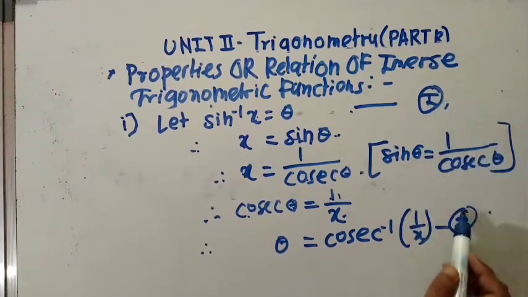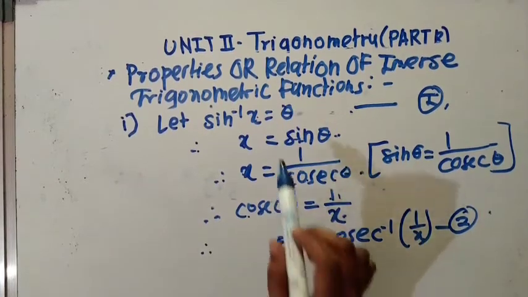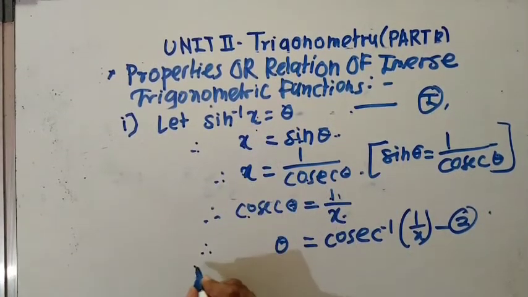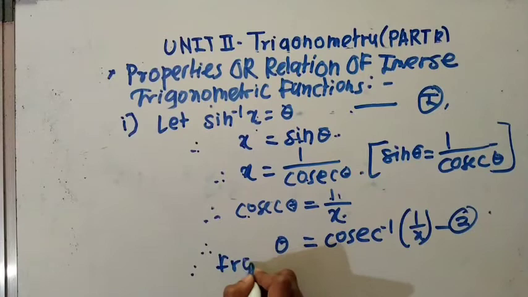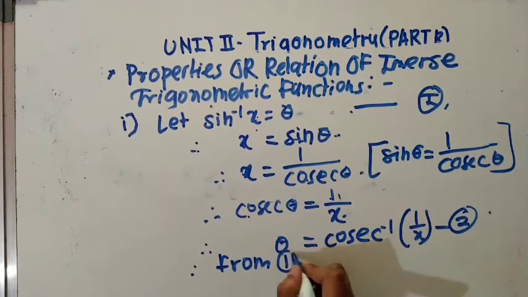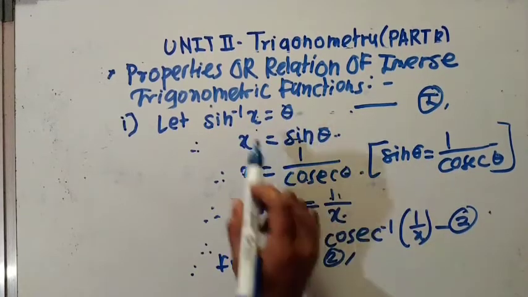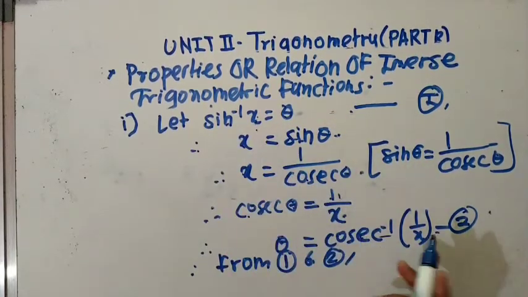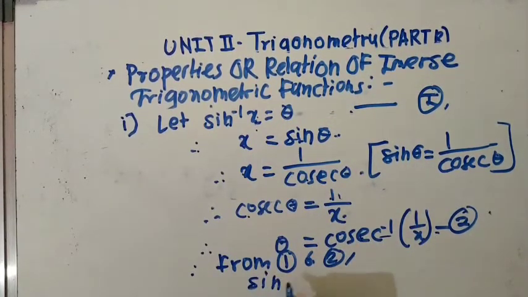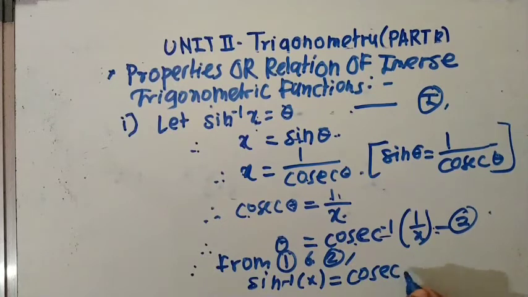So from 1 and 2, theta is sine inverse of x and theta is cosec inverse of 1 upon x; the theta is the same. So sine inverse of x is equal to cosec inverse of 1 by x.